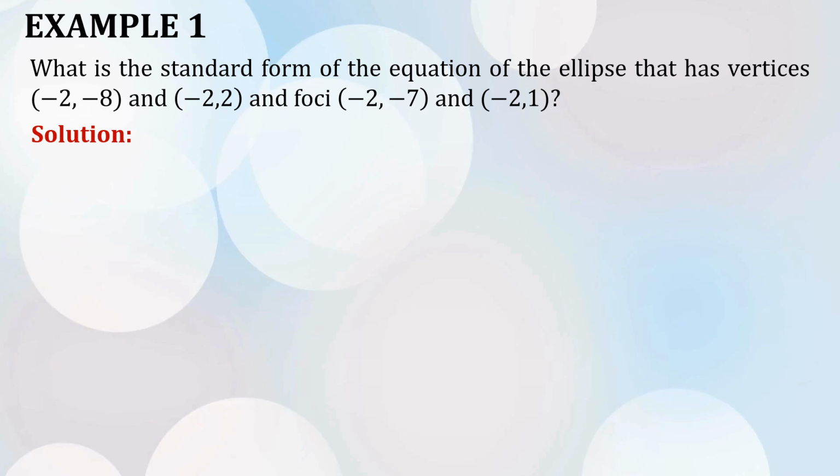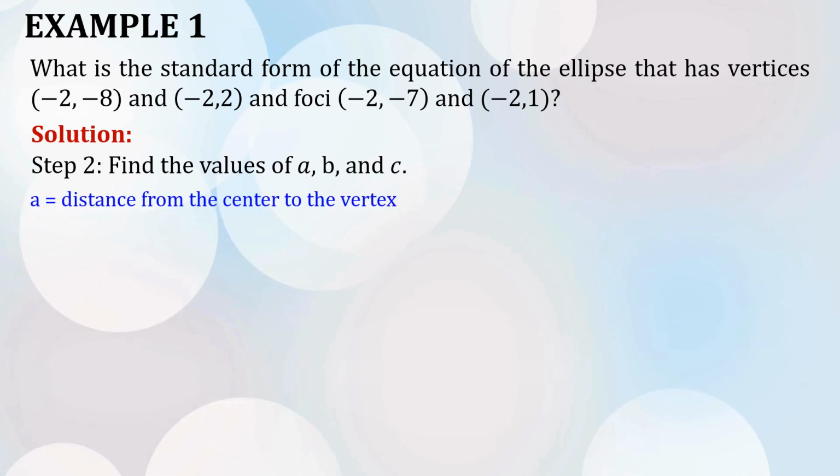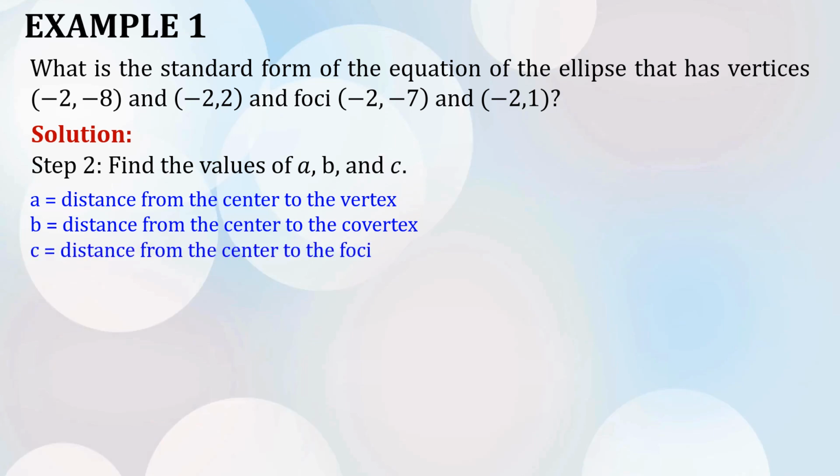After getting the coordinates of the center, we determine the values of a, b, and c. Recall that a is the distance from the center to the vertex, b is the distance from the center to the co-vertex, and c is the distance from the center to the foci.